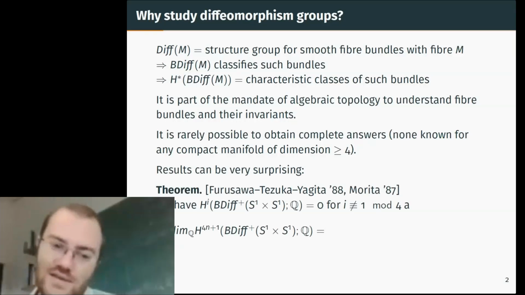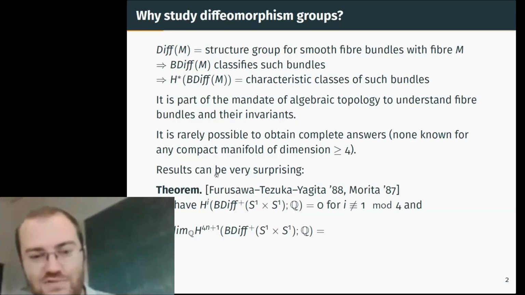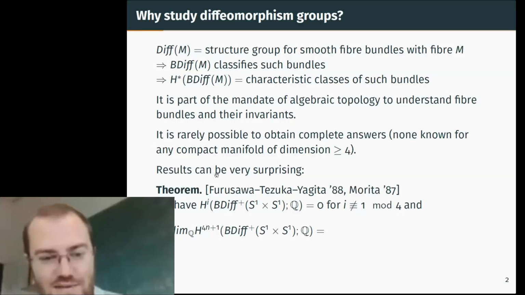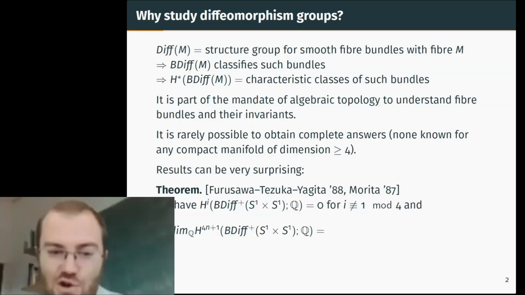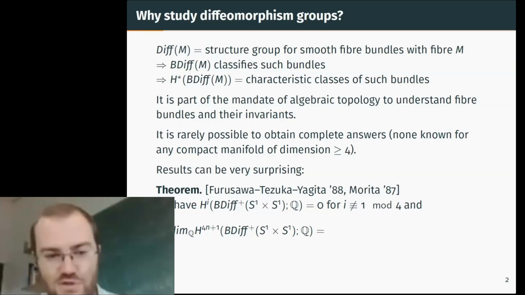So here's a game we can play. Here's a theorem of Furusawa, Tezuka, and Yagita, from the 80s. If you look at the torus, the two-dimensional torus, S1 times S1, we look at its group of orientation-preserving diffeomorphisms, and we take the cohomology of that group. Then they proved it vanishes if the dimension is not 1 mod 4. And in dimensions 1 mod 4, they calculated what it is.